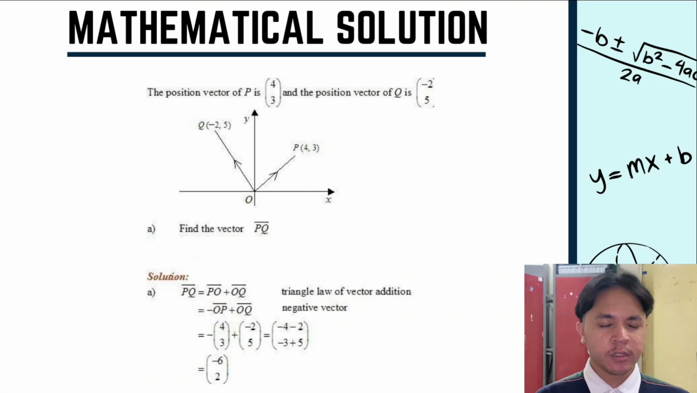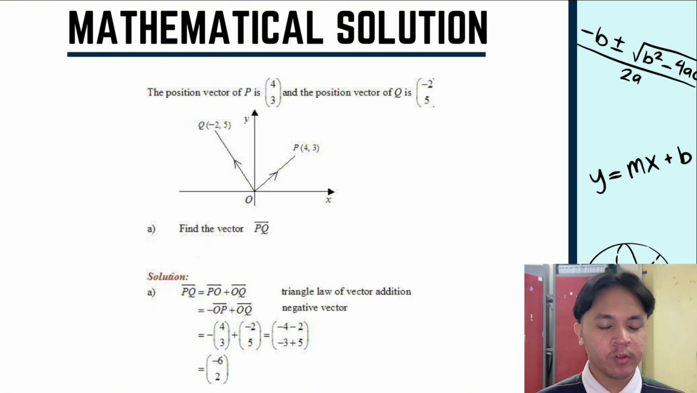I'll continue the presentation by showing you the mathematical solution for scalar and vector. Let's look at the question. The position vector of P is 4, 3, and the position vector of Q is -2, 5. Now we have to find the vector PQ. The solution is that vector PQ is equal to vector PO plus vector OQ.